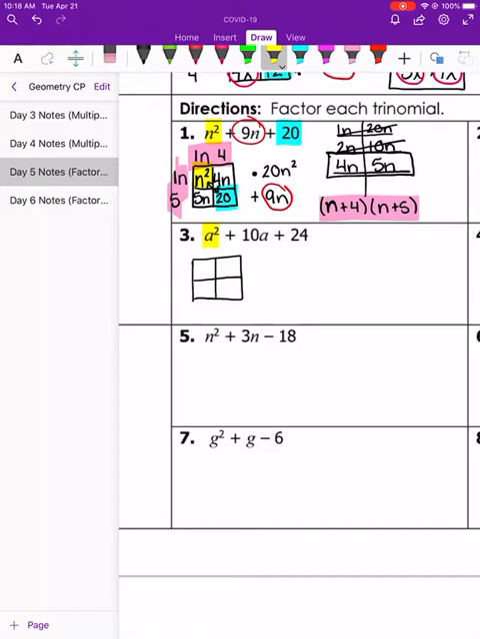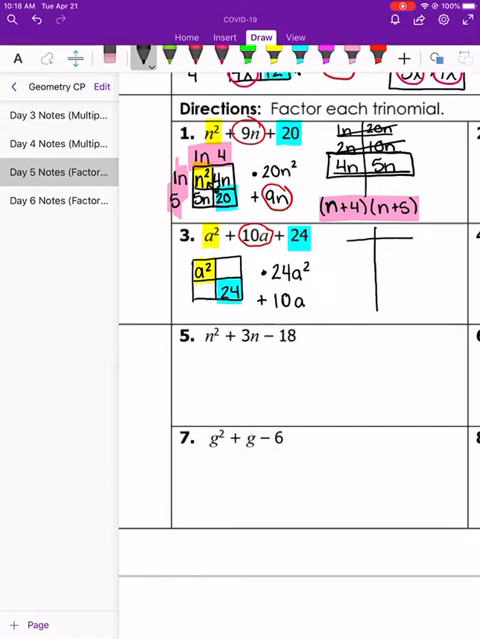So a squared goes in my first one, and 24 is going to go in this bottom one. So I want to multiply to 24a squared, and I'm going to add to 10a. Oops, that's an 11. 10a. Okay. So let's start going through.